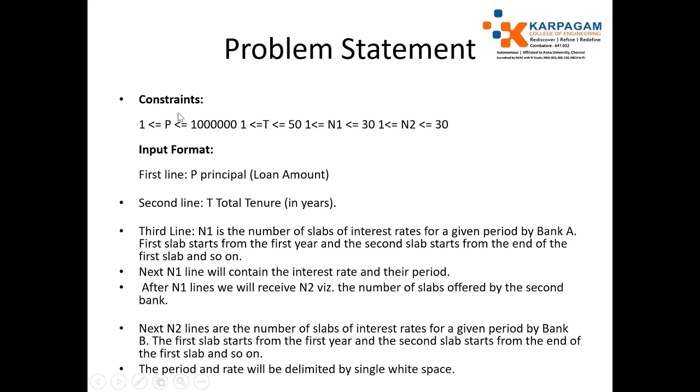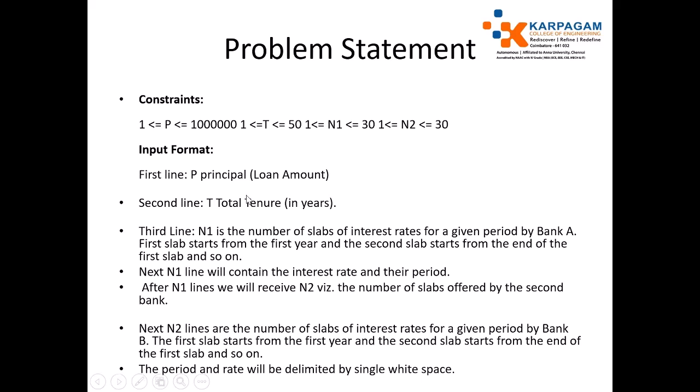here are the input constraints. The principal ranges from 1 to 10 lakh, I think. Number of test cases is 50. The total tenure is 1 to 50. And N1 ranges from 1 to 30, and N2 ranges from 1 to 30. So N1 is the number of slabs of interest rates for a given period by Bank A, and N2 is the number of slabs of interest rate for a given period by Bank B.